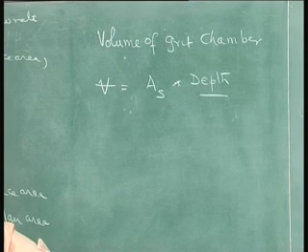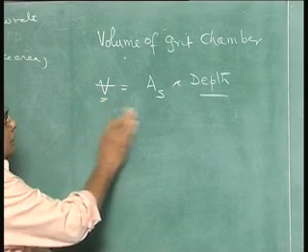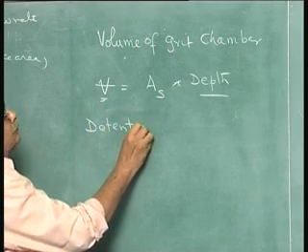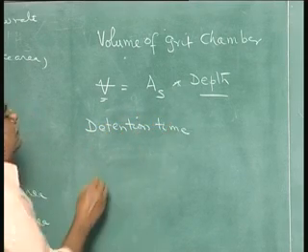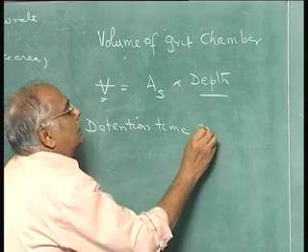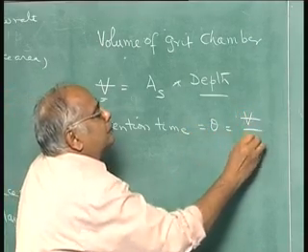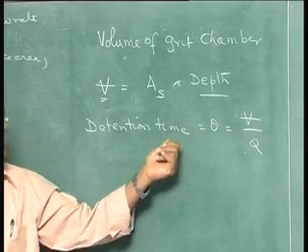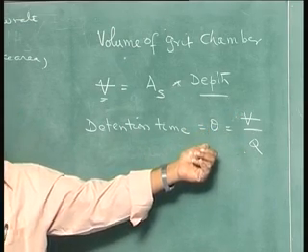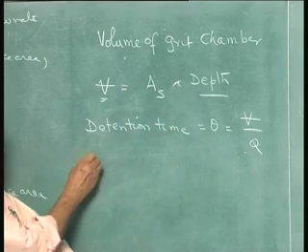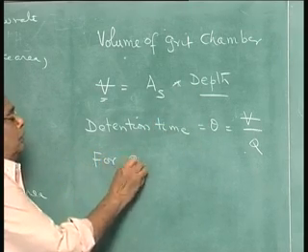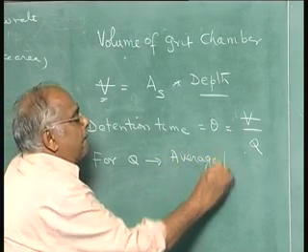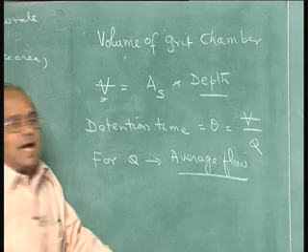Once I find out the volume of the grit chamber, then I can find out the detention time. Detention time, theta, equals V by Q. V is the volume, Q is the flow rate, theta is the detention time. Detention time can be calculated. So all these things are done for a Q, and Q is the average flow.